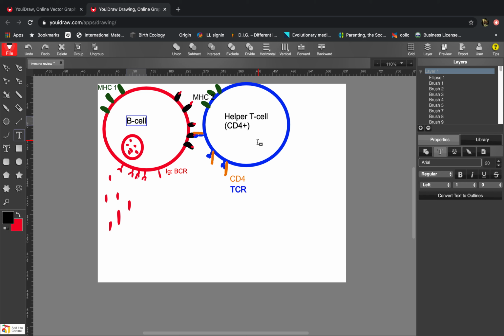These helper T cells, the daughters can be all different kinds of T cells. It's going to produce some daughter helper T cells, but other daughter T cells will be different kinds, maybe cytotoxic lymphocytes, maybe something else that we haven't covered. So you get a wide diversity of immune cells from the helper T cell proliferating.